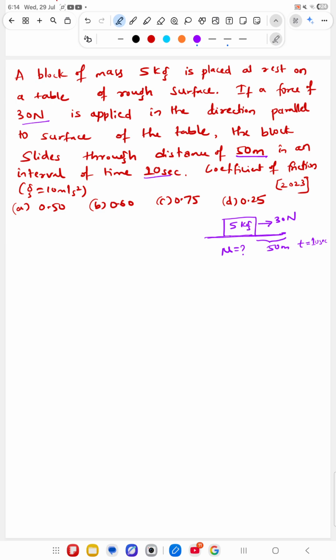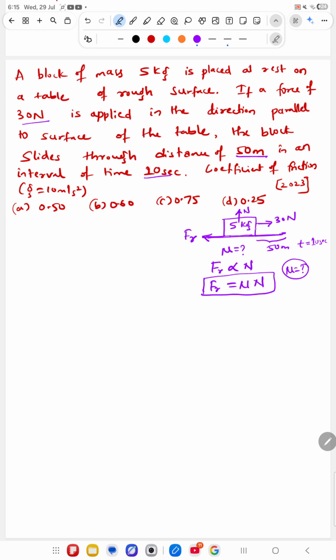Now here, whenever the force is applied in this direction, there is a development of frictional force in the opposite direction. So this is the frictional force. This frictional force is directly proportional to the normal reaction force, and the frictional force is equal to mu into N. So this is the formula. Now they have asked us to calculate this mu.